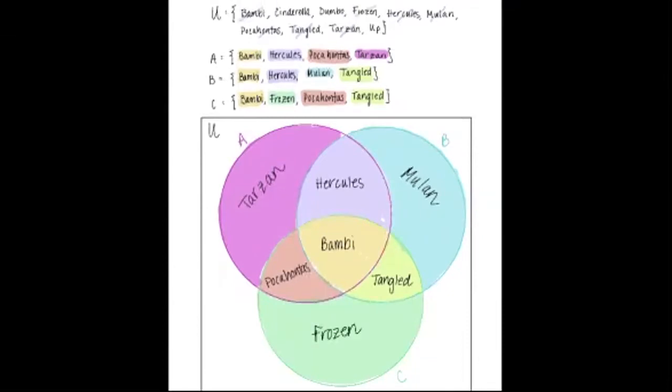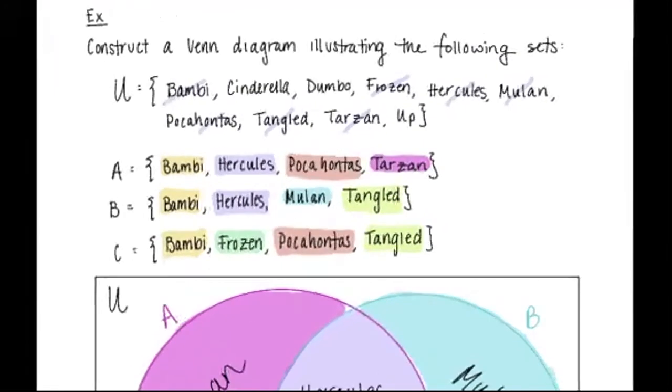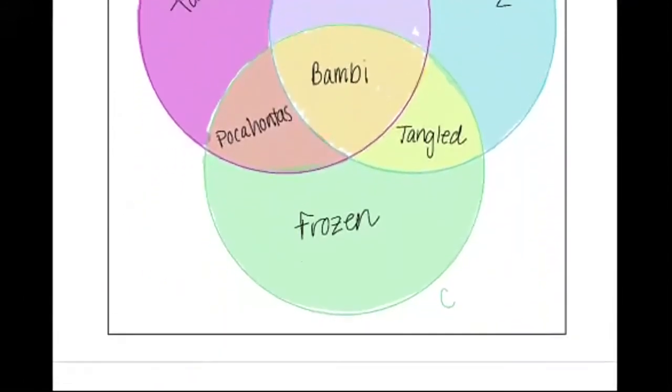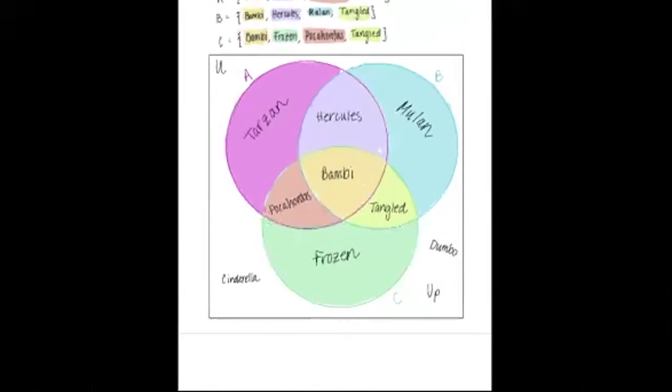Okay. So we still have 3 elements in our universal set that have not been used. We've got Cinderella, Dumbo, and Up. So those just go outside, and you can put them wherever you want. So I'll just put them right down here. Cinderella. You can put another one over here if you want, Dumbo. And then you can put Up wherever. Okay. But this is our Venn diagram for these 3 different sets.